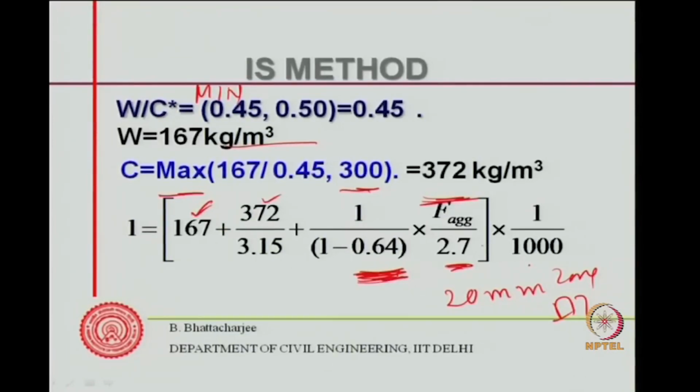This gives me the volume of total aggregate, because this is the mass of fine aggregate, and fine aggregate occupies a volume fraction of 1 minus 0.64. So, if I divide this by 1 minus 0.64, that will be the total volume of aggregate. So, fine aggregate divided by specific gravity gives me the volume of fine aggregate, and dividing by this term gives me the total volume of aggregate. So, fine aggregate quantity I can find out from this, and it comes out to be 695 kg per meter cube.